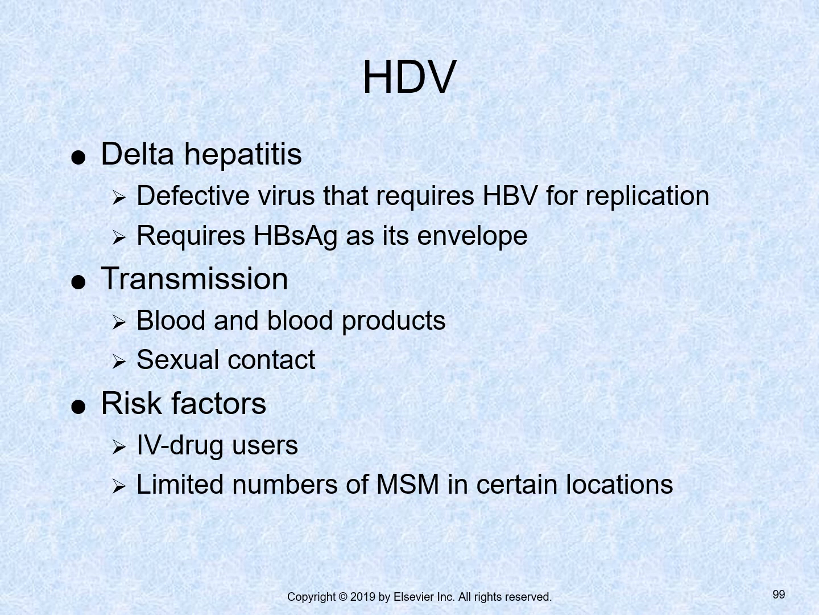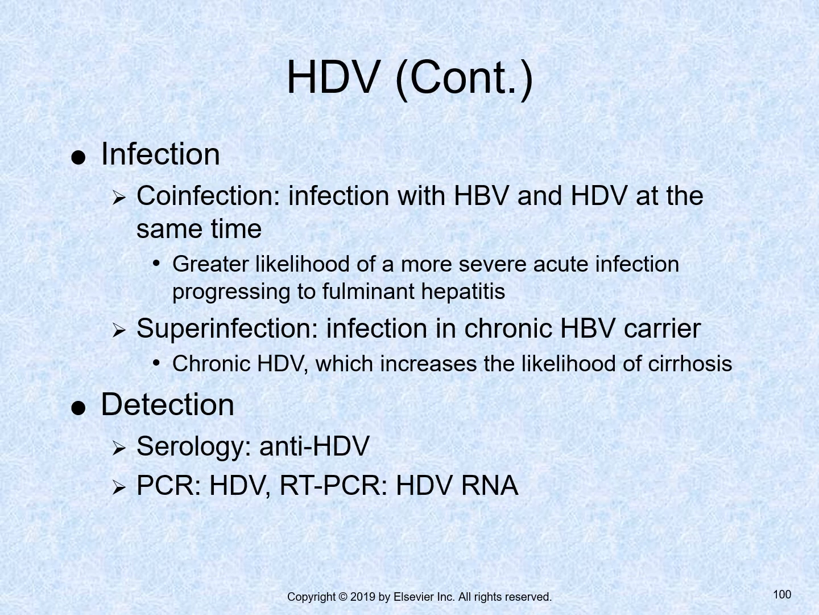Hepatitis D virus is a delta hepatitis. It's a defective virus that requires hepatitis B virus for replication. It requires the hepatitis B surface antigen as its envelope. HDV is transmitted via blood and blood products or sexual contact. Risk factors include IV drug users and limited numbers of men who have sex with men in certain locations.